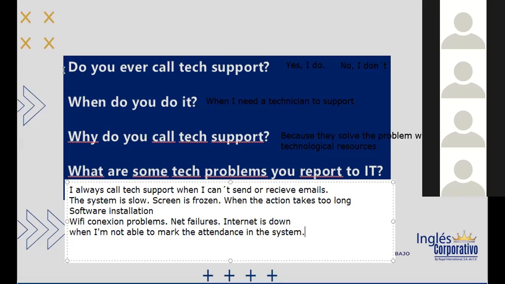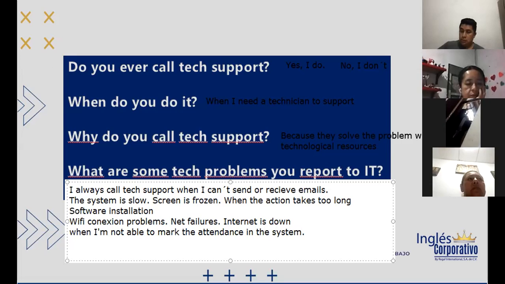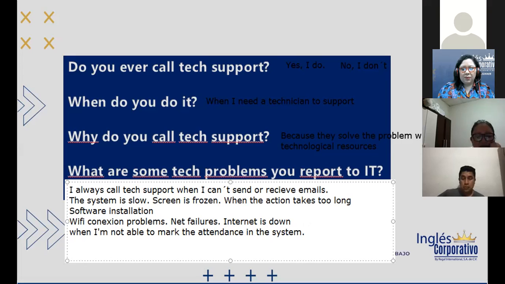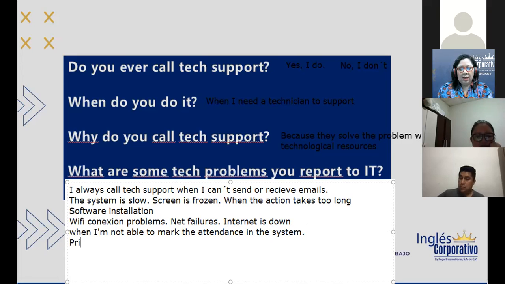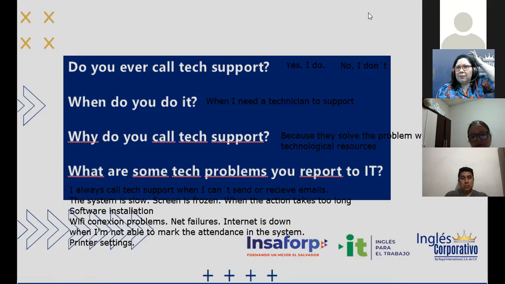Someone was raising his hand. Tell me, Guillermo. Printer settings. Yes. Okay. Printer settings. Good. So you can't print. You're not able to print any document, right? Sometimes you were not allowed to print some kind of documents, right? So they lock those options.